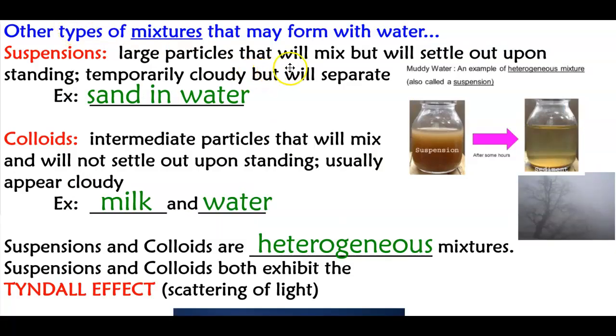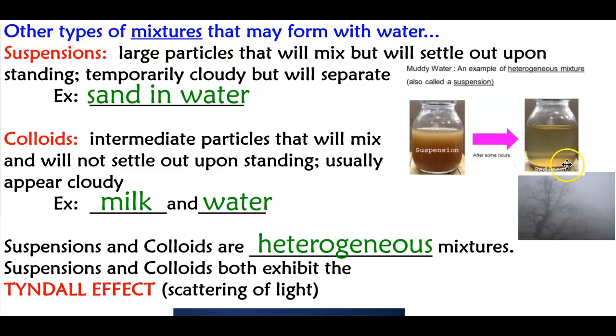Other types of mixtures that may form with water: suspensions, when you have large particles that will mix but will settle out upon standing. Temporarily cloudy, but then it separates, like sand and water or muddy water even. Here is where you have the muddy water, and after some time has passed, you can see how all the chunks of the muddy water have settled to the bottom.